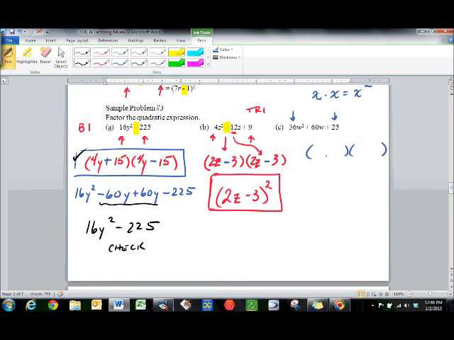36w squared ends up being 6w and 6w. 25 breaks up into 5 and 5. And again, we look at the middle term. We're going to see that it's positive, but we also need to check that the 60 is correct. So 6 times 5 is 30 times 2 gives us that 60 value.